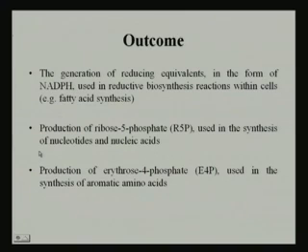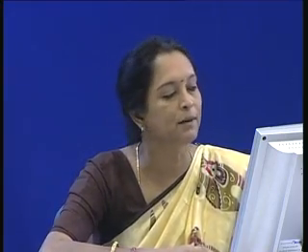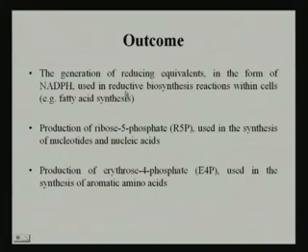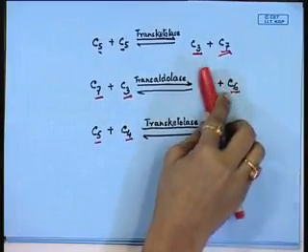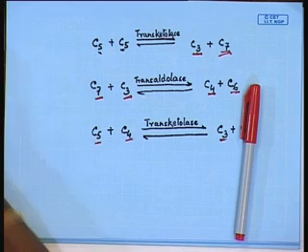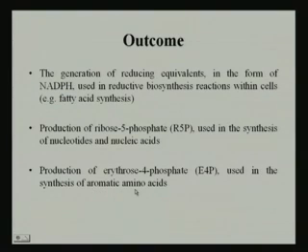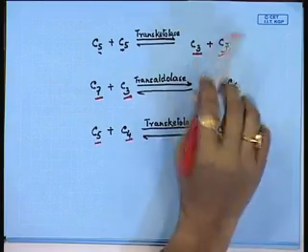So, if we sum this up, what are the outcomes of this PPP pathway, that is the pentose phosphate pathway? The generation of reducing equivalents in the form of NADPH, used in reductive biosynthesis reactions within the cell; production of ribose 5-phosphate, used in the synthesis of nucleotides and nucleic acids; production of erythrose 4-phosphate, this 4 carbon sugar, which acts as the precursor for the synthesis of aromatic amino acids. So, we can see that each of the intermediates produced in this pathway plays a significant role in the living system.